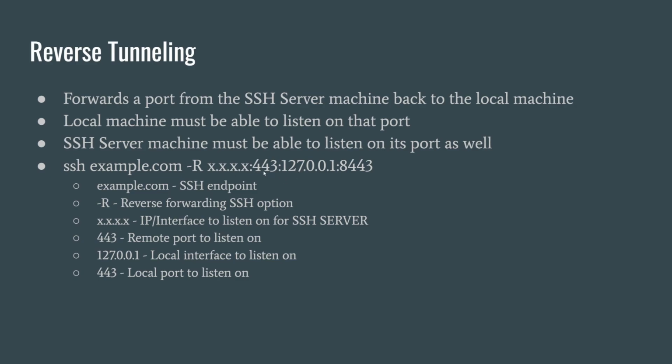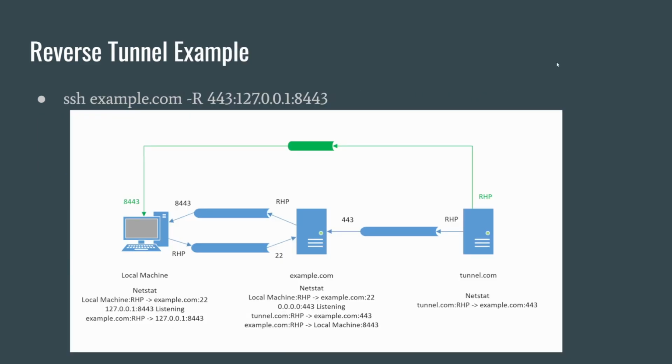443 is the port that is going to be opening on the remote machine, and then the 127.0.0.1 and 8443 is the interface and port that is going to be listening on your local machine. So now let's look at this example visually.